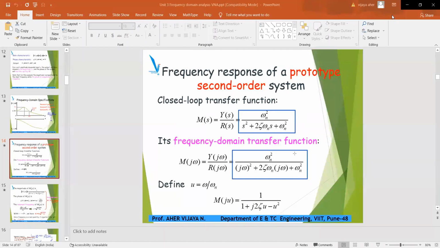So divide your numerator and denominator by this term omega n square. After derivation you will get one term, u is equal to omega divided by omega n. This omega n is natural frequency, whereas this u is nothing but normalized frequency. So please note this u is nothing but normalized frequency. You can write u is equal to omega divided by omega n.